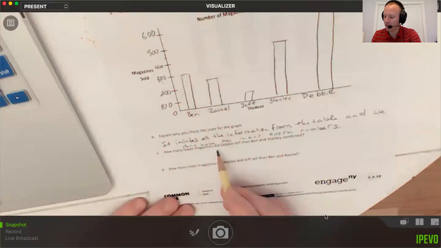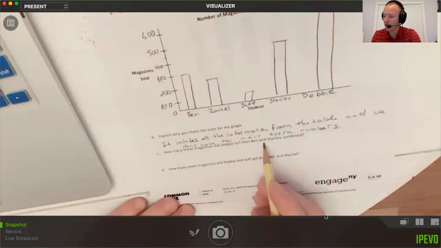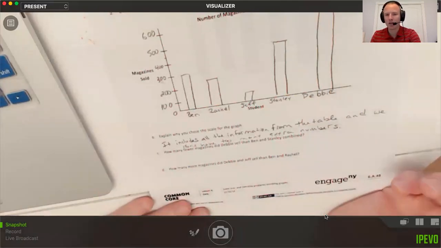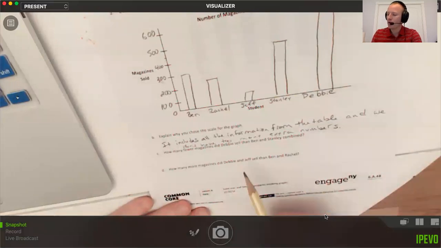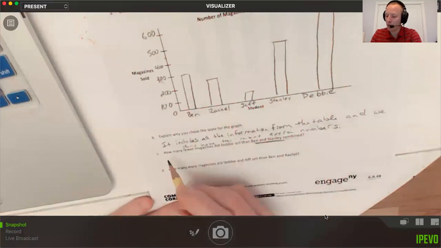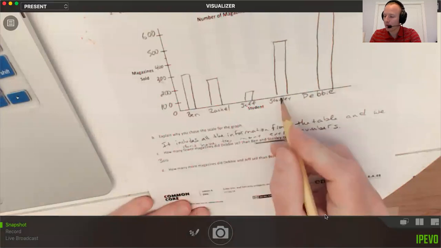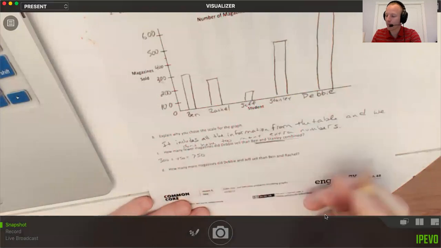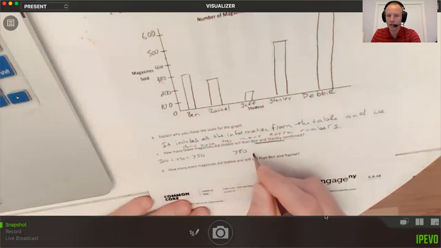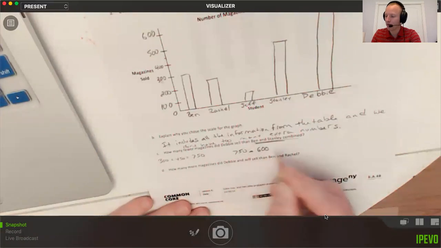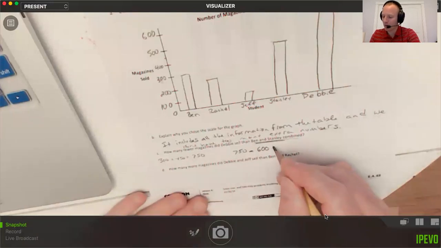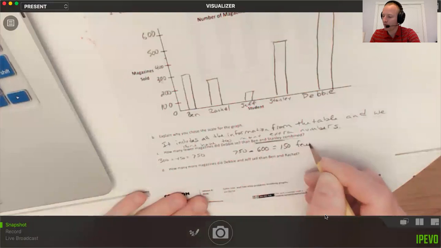How many fewer magazines did Debbie sell than Ben and Stanley combined? Read this question carefully, because a lot of people say, well, Debbie sold the most. What do you mean, how many fewer did she sell? So Ben and Stanley combined. We do that part first. That's step one. Ben sold 300. Stanley sold 450. That equals 750. So we have 750 for those two combined, and we're going to subtract 600, because that's how many Debbie sold. So we're finding the difference. When you're finding difference, you subtract. 750 minus 600 equals 150 fewer magazines.